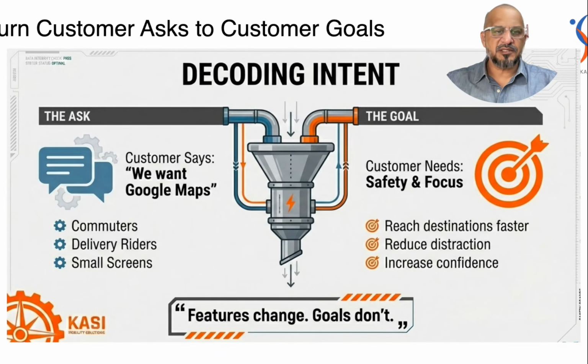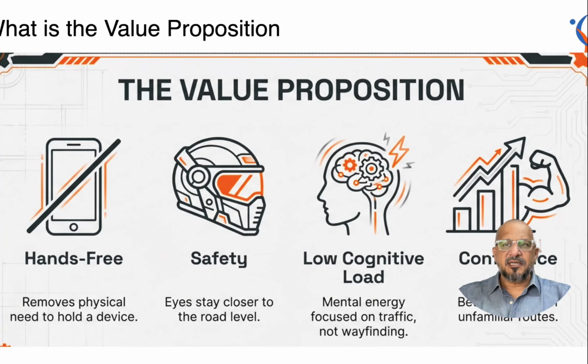All right. So let's assume that we have arrived at: okay, we want Google Maps, and it is for commuters, it is for daily riders, and it is on small screens, and the customer goals that are met because of the feature are to reach their destination faster, reduce distraction, and increase confidence in our vehicle. All right, now that we know what it is, we break the value proposition down into four different things, right?